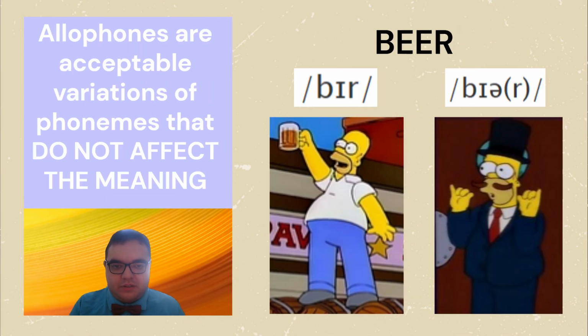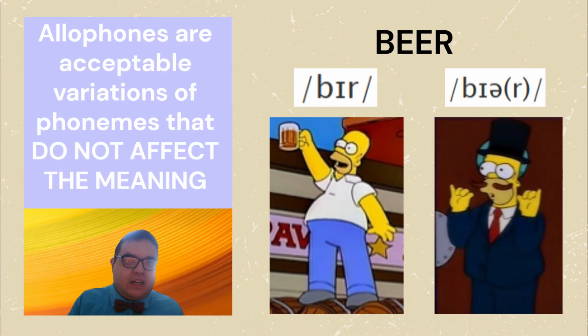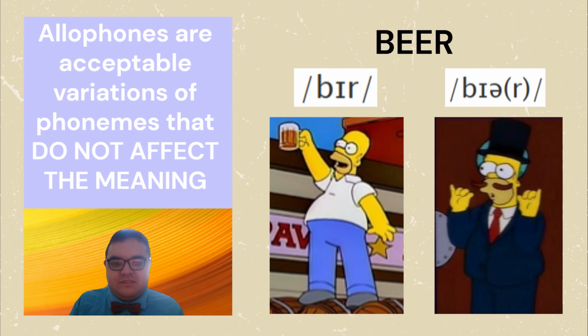Well, we have allophones. Allophones are accepted variations when saying something, as long as it does not change the meaning of the word. This is more obvious in the difference between American English and British English. A very common example is Americans say beer, meanwhile the British say beer, because British people like to be wrong. And that would be the difference between phonemes and allophones. So let's go to the next section.